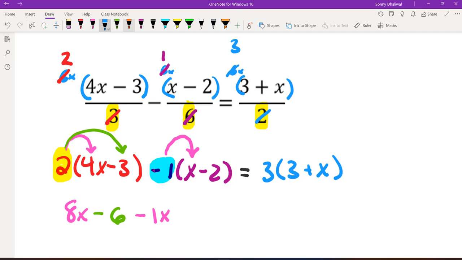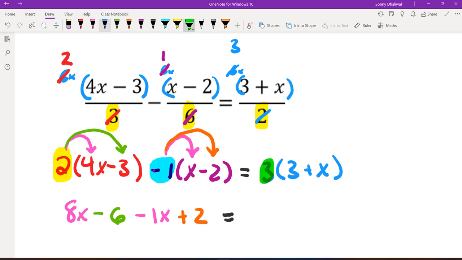Then we do the next one. What is negative 1 times this number, which is a negative 2? It would be positive. And that's where the trickiness comes from. You got to watch those signs. Okay, so the hard one is done. Now we go to the next one.